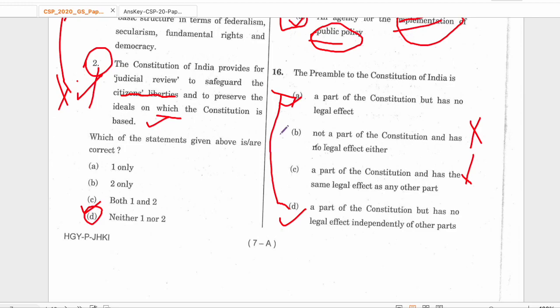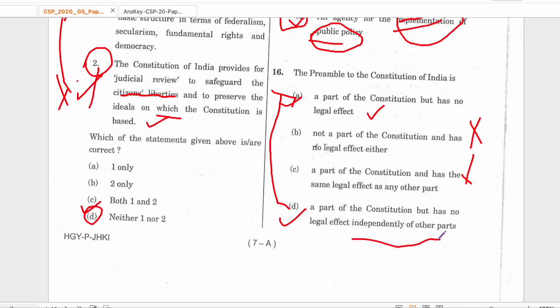Question number 16. The preamble to the Constitution of India is a part of the Constitution but has no legal effect. Okay, not a part of the Constitution, has no legal effect either. This is rubbish. Option C, a part of the Constitution and has the same legal effect as any other part. Option D, a part of the Constitution but has no legal effect independently of other parts. Now the two statements are telling that it is part of the Constitution but has no legal effect.